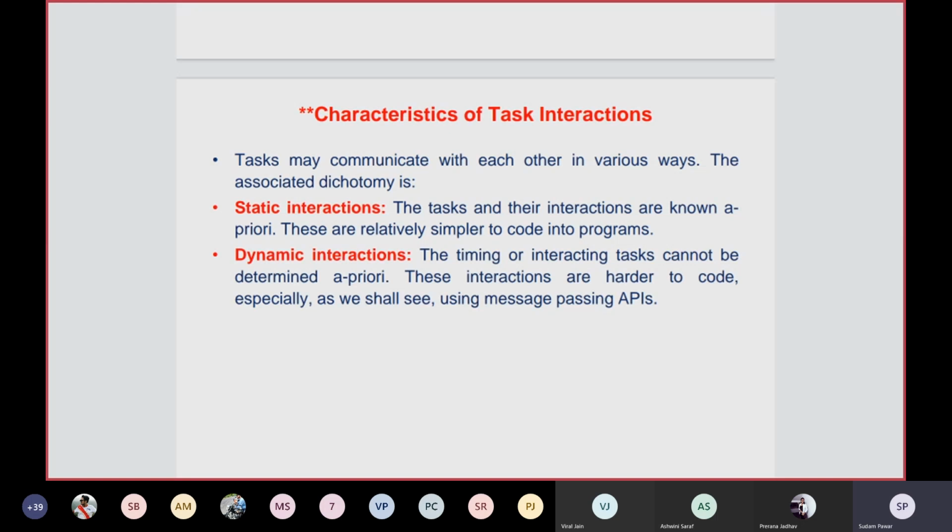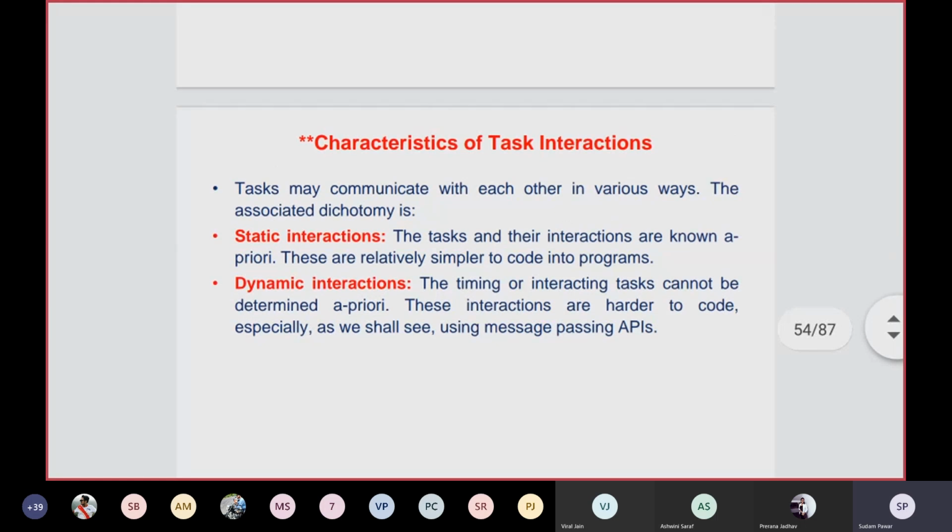Whereas in case of dynamic task interaction, the timing of interacting tasks cannot be determined in advance, or a priori, and it is very difficult to code in your program. That is where we have to face the challenges, or the problem. So this is one way of classifying the task interaction characteristics as a static interaction and a dynamic interaction.